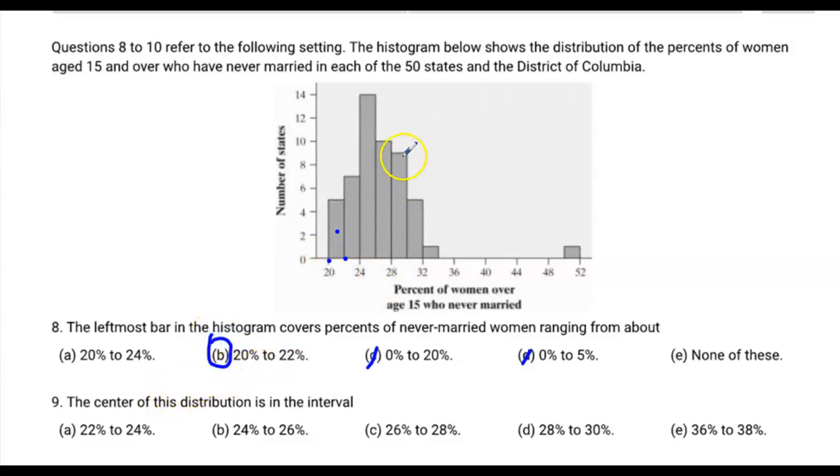The center of the distribution, well, looking at this distribution, looks like it's skewed to the right, but the center of the distribution isn't going to be too far away from that peak that you see there. It looks like there's only about one state here that has that odd percentage, so we're going to take a look at the center being right around here. Looks like that center is between 24 and 26. Another good rule of thumb, look for where the majority of the data is, and look for that peak.